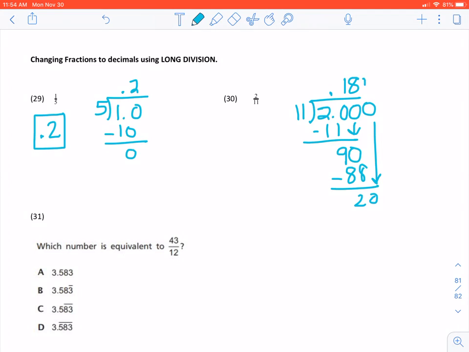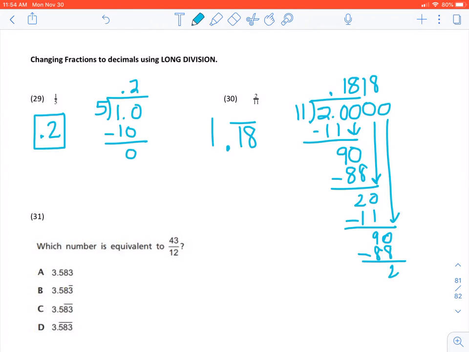11 goes into 20 once, which is 11. Subtract, you get 9. Bring down a 0. 11 goes into 90 8 times, which is 88. Subtract, you get 2. All right, so I think we see what's happening here. This is a repeating decimal. So we're going to use bar notation. The 1 and the 8 are repeating. So when you put that bar notation there, you're going to put it over both numbers.